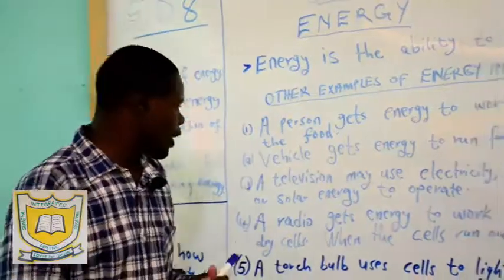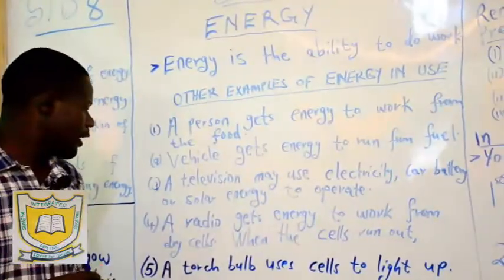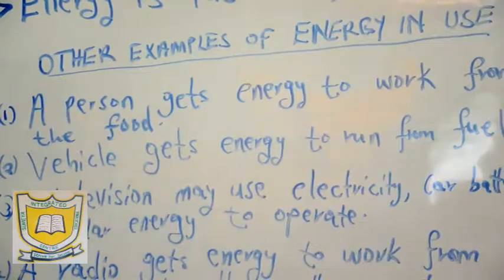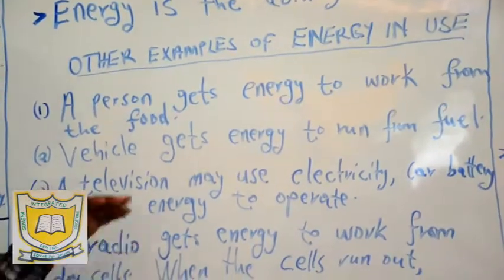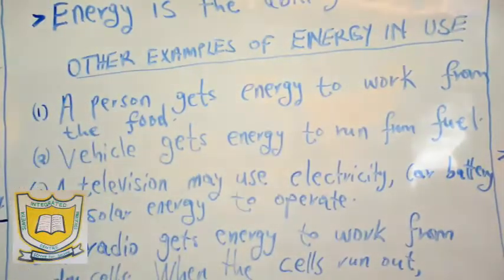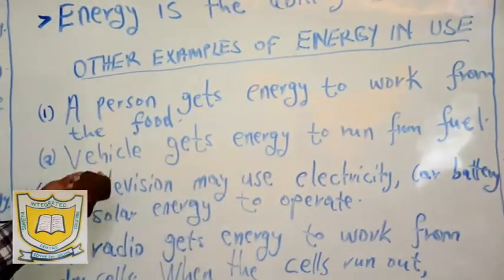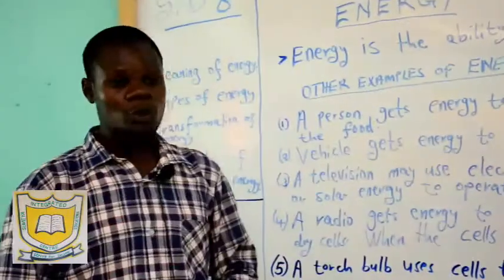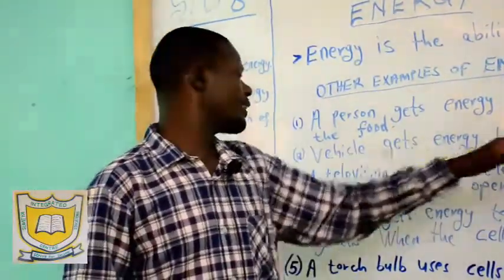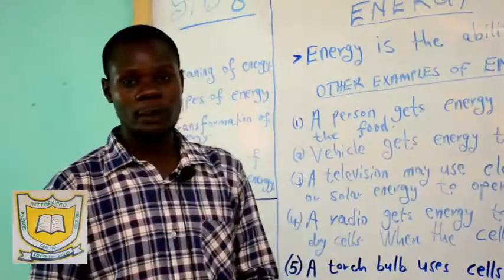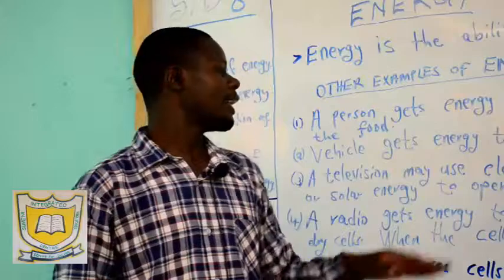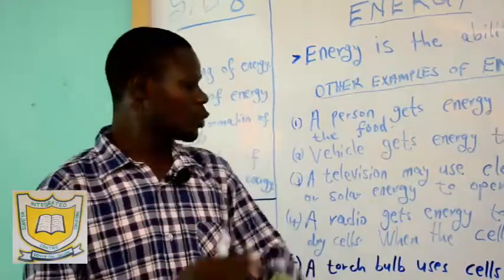Number two, we find that vessels like vehicles, motorbikes, and tuk-tuks cannot move without fuel. What is fuel? Fuel is what supplies energy to vehicles, motorbikes, and tuk-tuks. The types of fuel that supply energy are petrol and diesel. These are some of the examples of fuel that supply energy to these vessels to move.